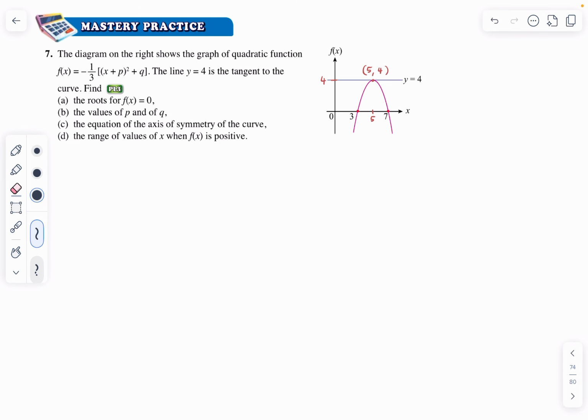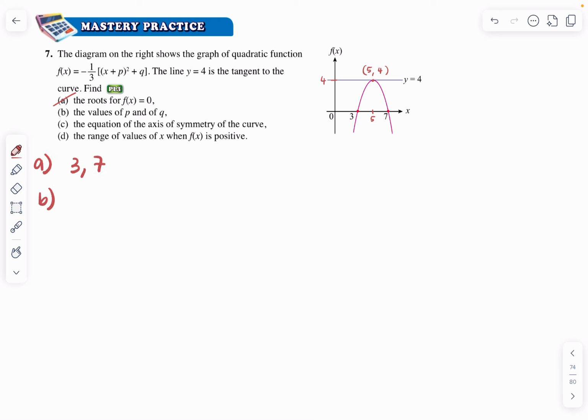Okay. Now, they want us to find the roots of f(x) is 0. So the roots are quite simple. Roots they already gave us, 3 and 7. So answer A would be just 3 and 7.